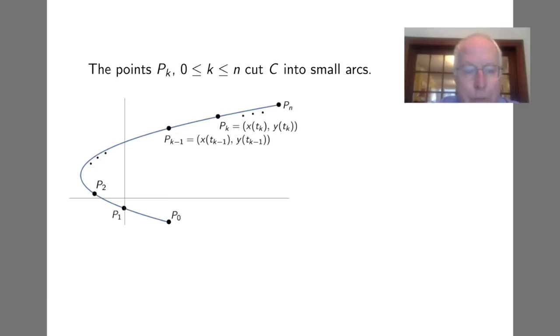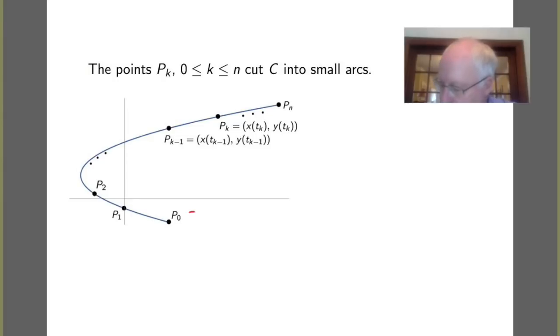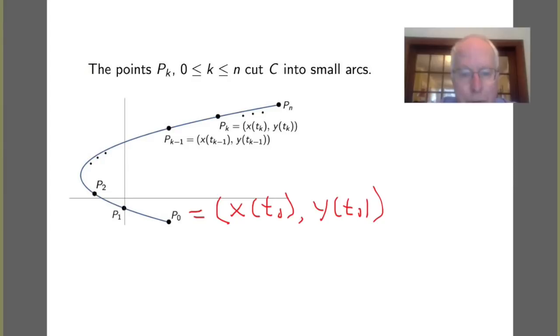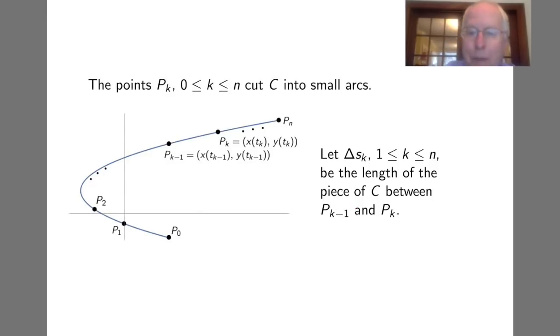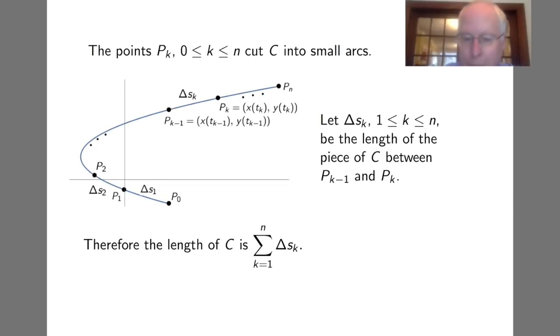We can see what that looks like in the next picture. So here's a picture of some of the points p sub k on the curve. Here's p sub 0, and that is just the result of applying the x function to t0, or a, and the y function to t0. So p0 is that point, and this notation continues around the curve, and here we've actually written out p sub k minus 1 and p k. As usual, let delta s k, k running from 1 to n, be the length of the piece of the curve C between p k minus 1 and p k. So we've included the delta s k's in the picture we see here.